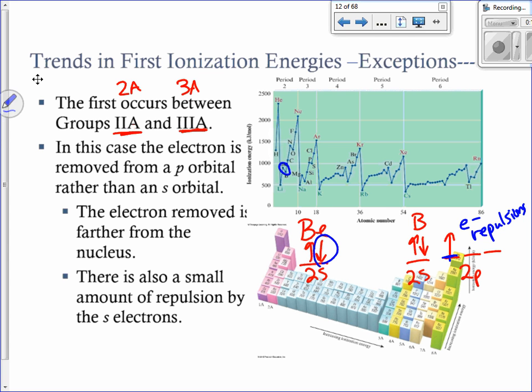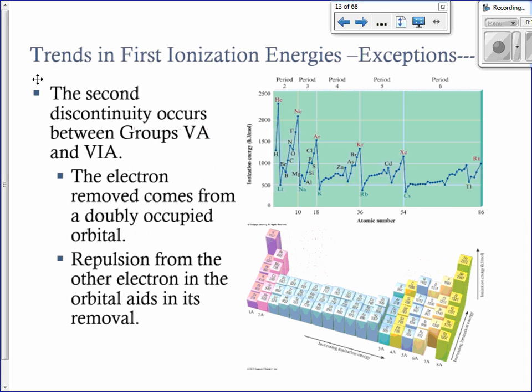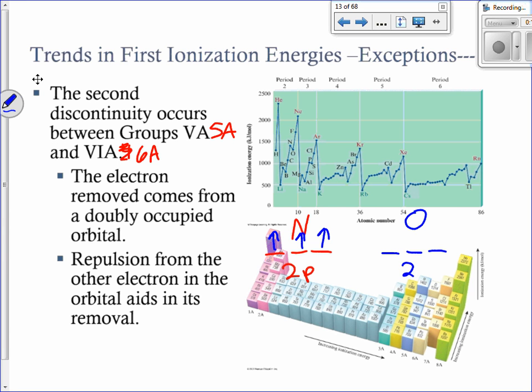Okay? So let's look at our other exception, which is between what? Nitrogen and oxygen. Which is group 4 and 5A. No, 5 and 6A. 5A and 6A. Okay? So, looking at nitrogen, 2p, right? 1, 2, 3, right? Oxygen looks like so, correct? This is going to be 2p4. This one's going to be 2p3.